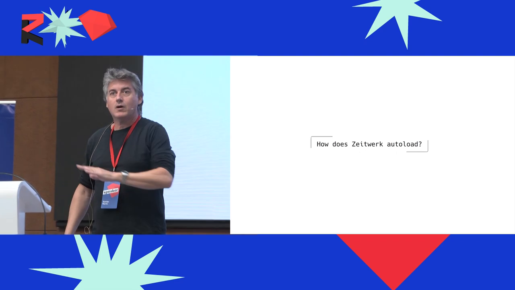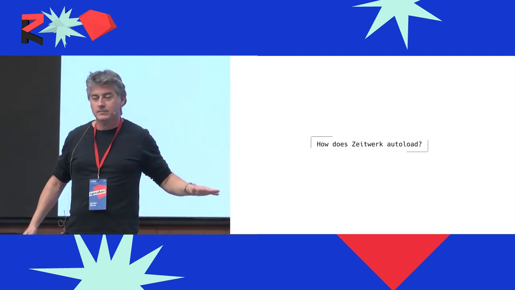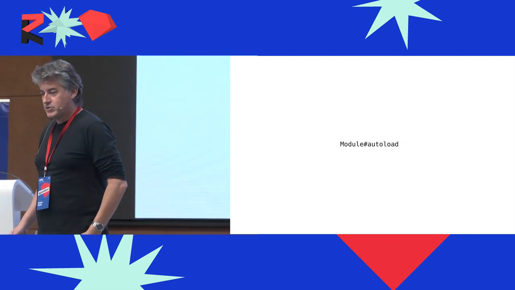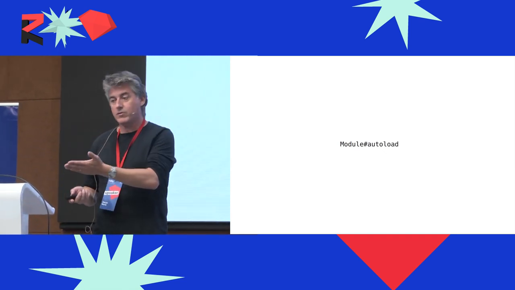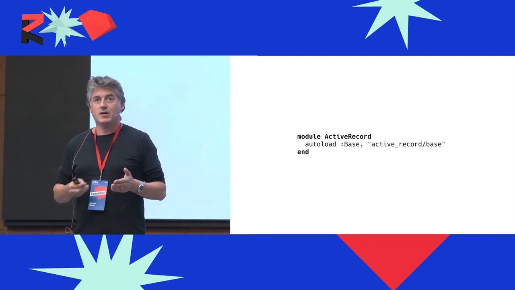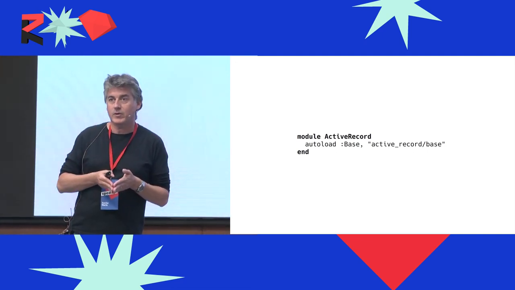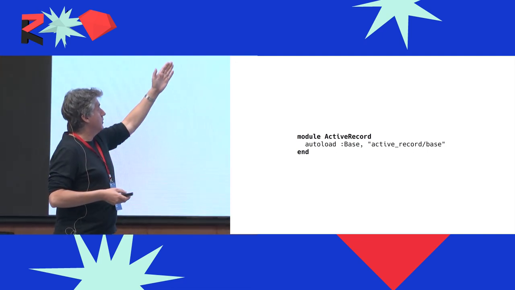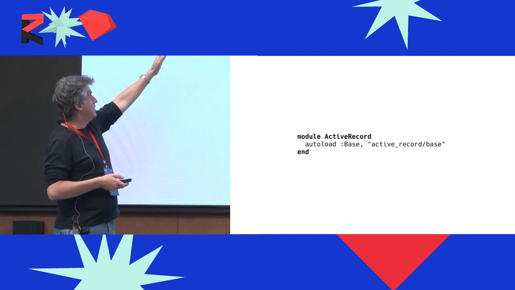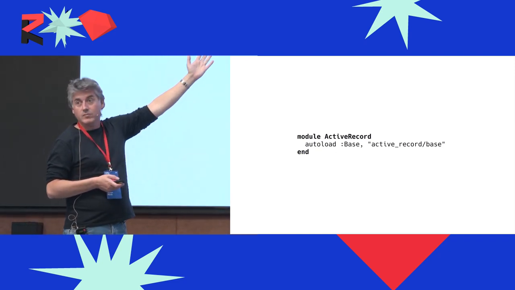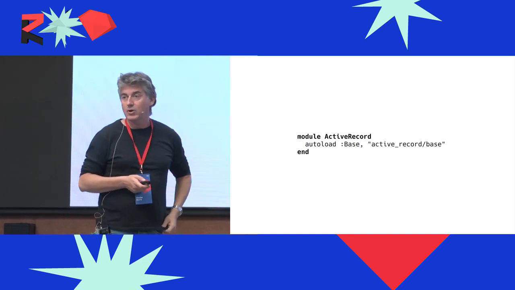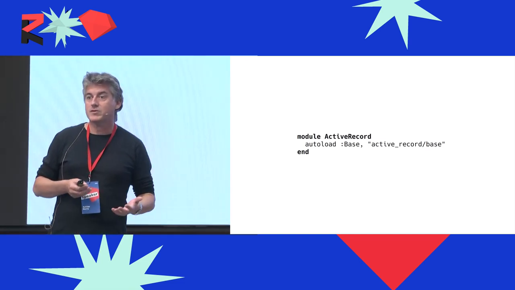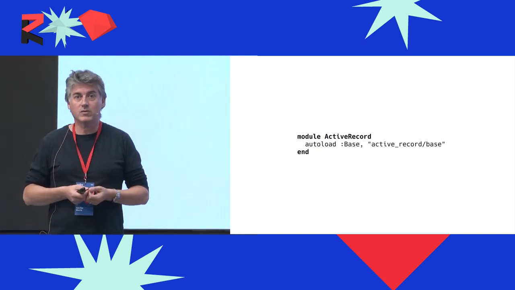So everything fixed. OK. How does it work? The new technique is based on module autoload, which is something built in Ruby. Okay, so that's when you are in a module or class, you can define autoload, symbol or string, with the name of the constant and the file that you want to load when that constant is missing. That's built in the virtual machine.